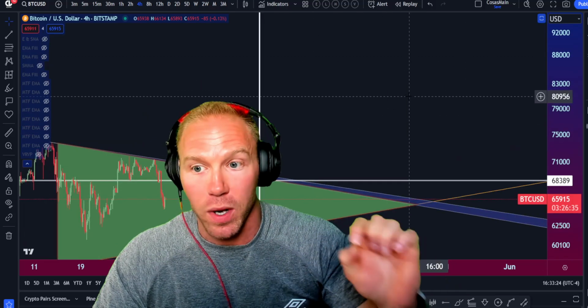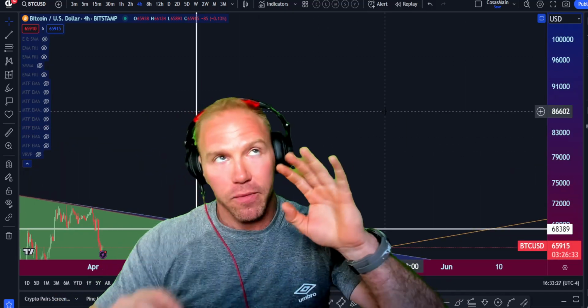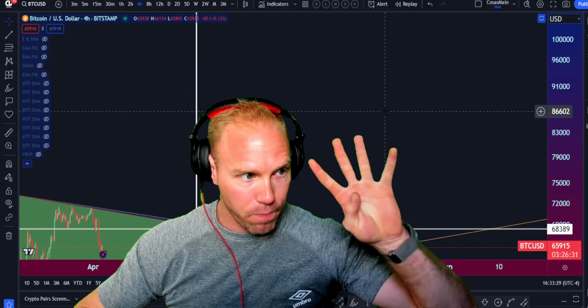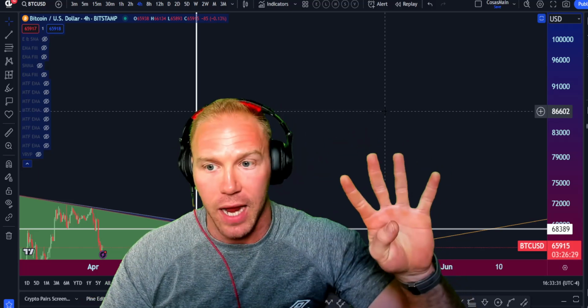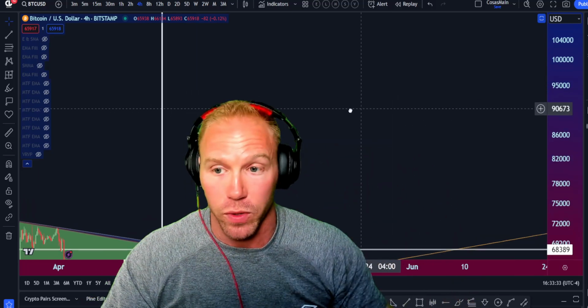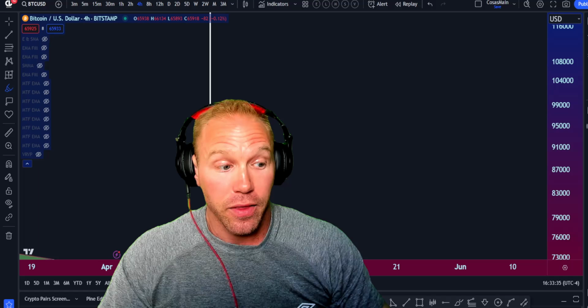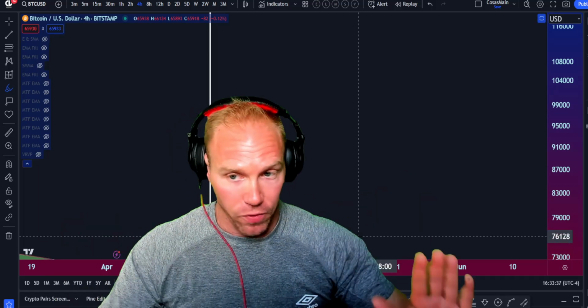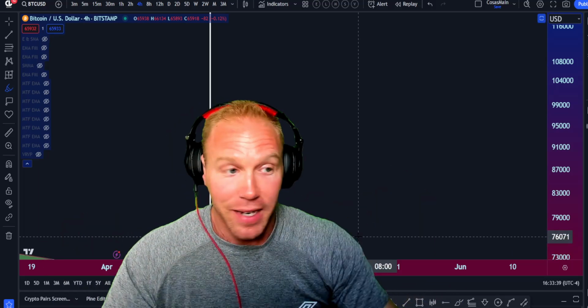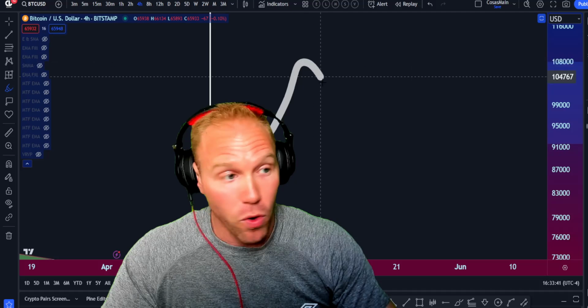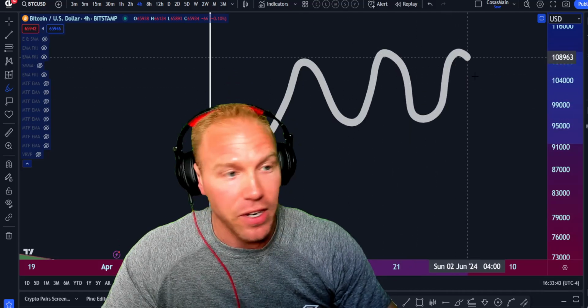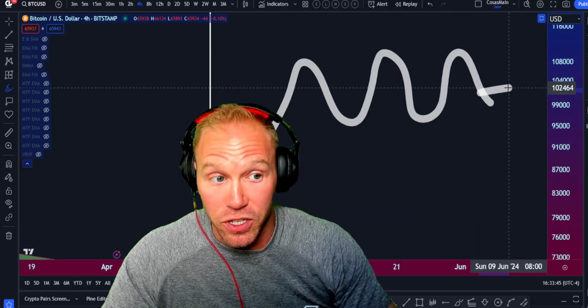Okay, so here's what's at stake. There are 4 general things that are most likely to happen with Bitcoin throughout 2024 and 2025. All right, the first, but not the most likely, is a triple top. 64K, 69K, 72K. And then it just ranges for the rest of this year.